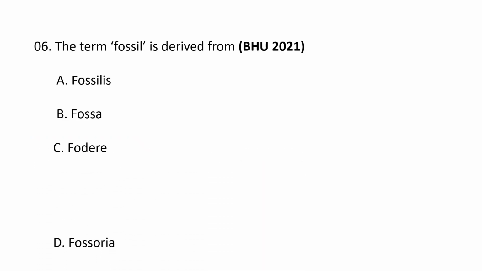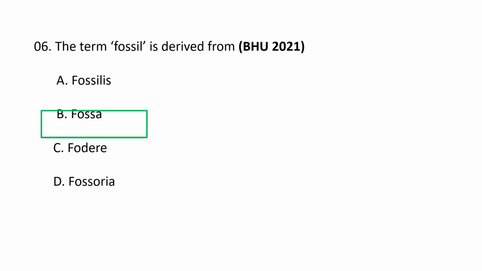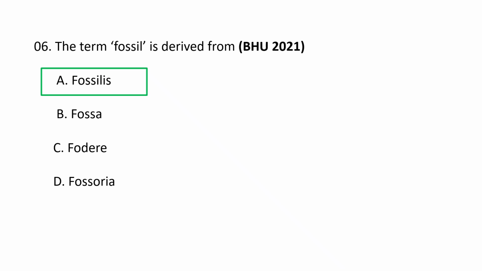Next question. The term fossil is derived from A. Fossilis, B. Fossa, C. Fodere, and D. Fossoria. The term fossil is derived from fossilis. This is a Latin word, which means dug up or obtained by digging, because fossils are typically found when excavating rock layers where they have been buried over time. The term originally referred to any specimen dug from the ground, including minerals, rocks, organic remains, but it was later narrowed to refer specifically to the evidence of past life which is preserved in the earth's crust. So the term fossil is derived from fossilis. A is the correct option.